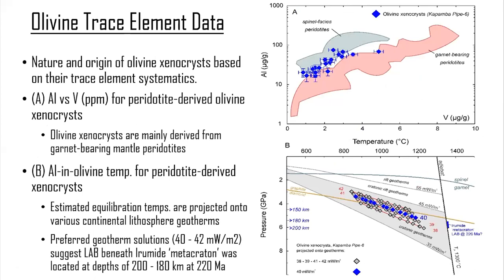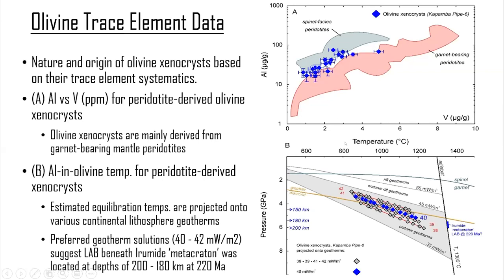When looking at the nature and origin of the olivine xenocrysts based on the trace element systematics, we can see that according to the aluminium and vanadium variation diagram up here, they are derived from garnet-bearing metaperidotites, although they seem to classify in between the two phases here.